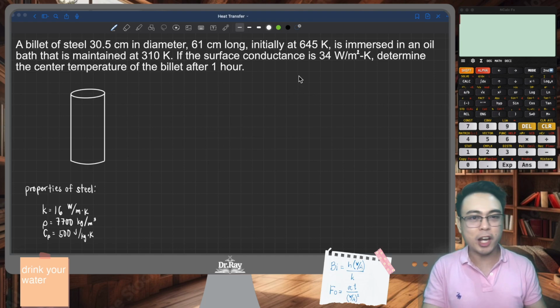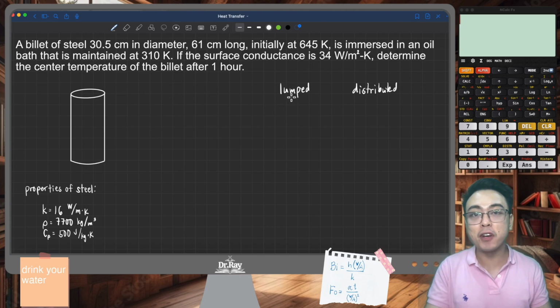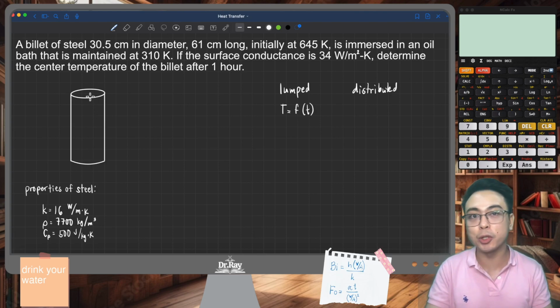We have two types of systems when it comes to unsteady state heat transfer. We have what's called lumped systems, and we also have distributed systems. The difference between these two types of systems is simple. If you have a lumped system, the temperature is only a function of time. That means that my cylindrical billet here, if it's a lumped system, for any given value of time, the temperature is consistent in any part of the cylinder.